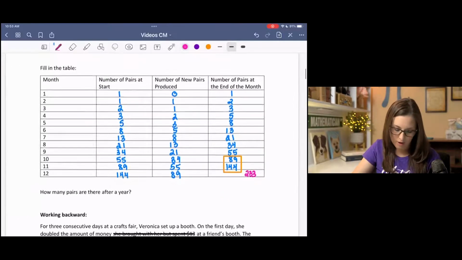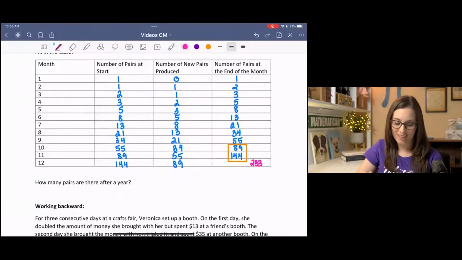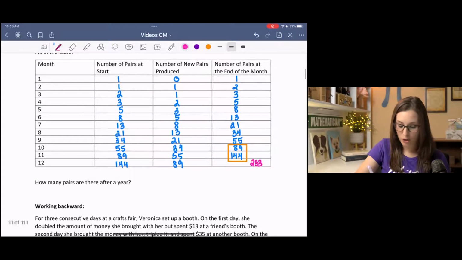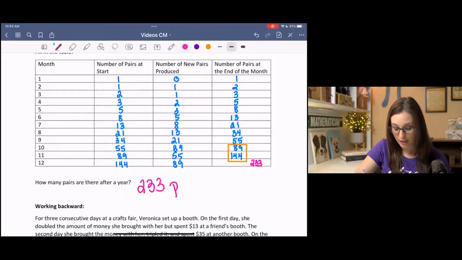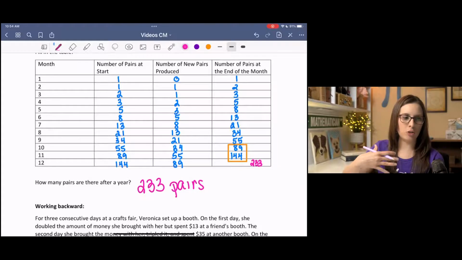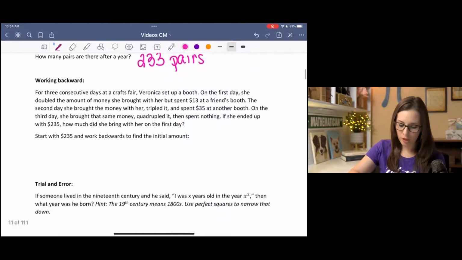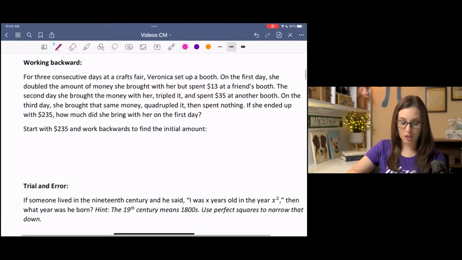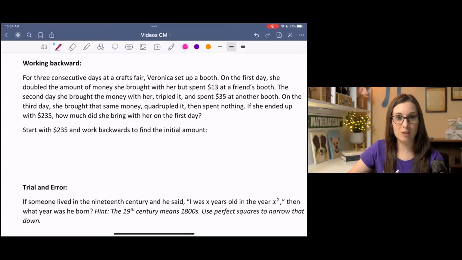So at the end of 12 months, 1 year, this person would have 233 pairs of rabbits. That's a lot. That's a lot of rabbits. You might want to control some of your breeding there if you have rabbits. So that's an example of a table, and that's an example of how you can see some of the patterns emerging in tables. Next one, we're going to be working backwards, which I've actually already done in a previous video with the method of successive differences, but this is a maybe more relatable problem.